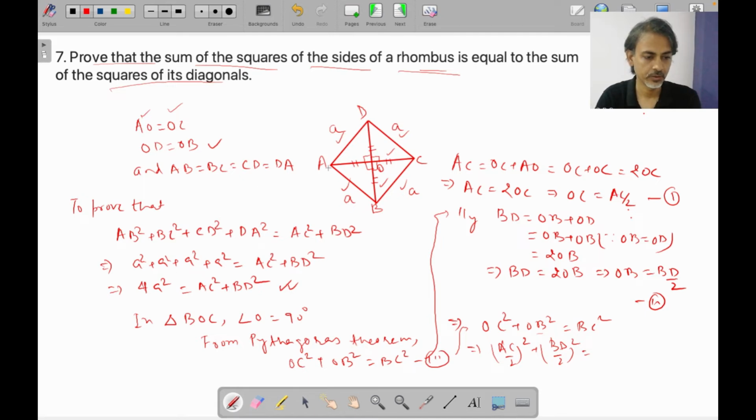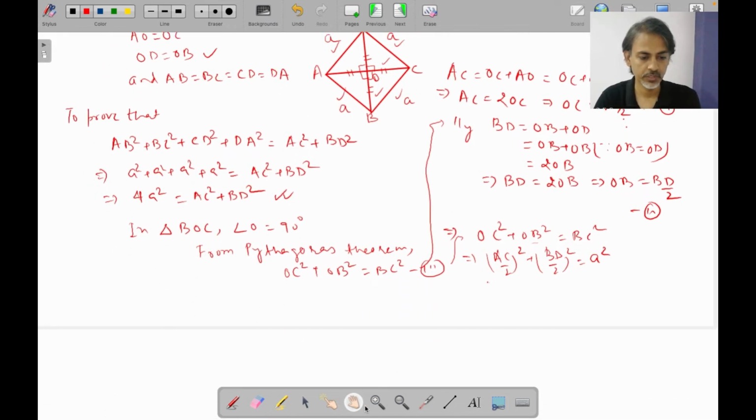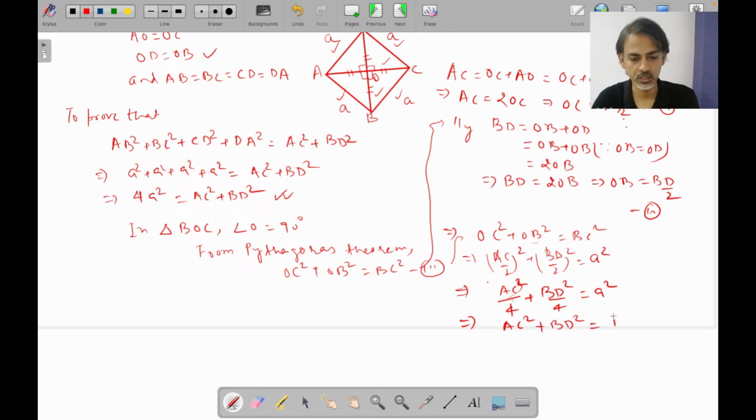A. BC is nothing but A, right? This is nothing but A square. Again, we can write, let's move it a little further up. So we can write AC square by 4 plus BD square by 4 equals to A square, or we can write AC square plus BD square equals to 4A square.